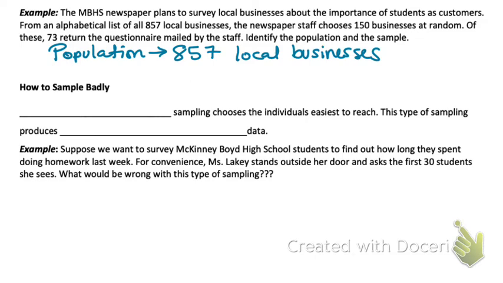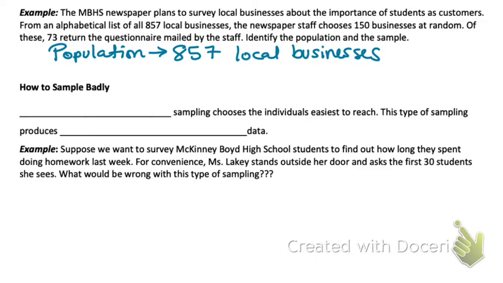That is the population that we are trying to infer data about. We're trying to infer data about what local businesses think. So there's the 857 local businesses. And now, what's the sample? It's 73.